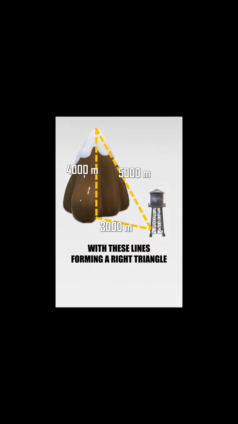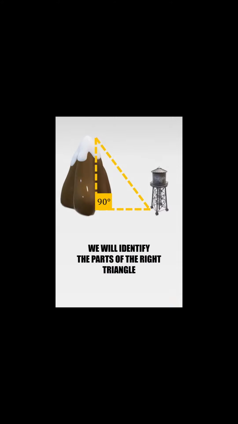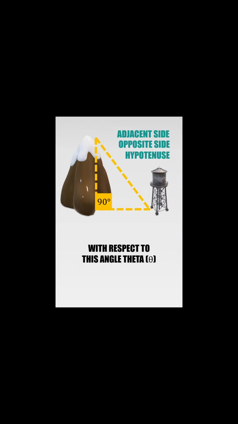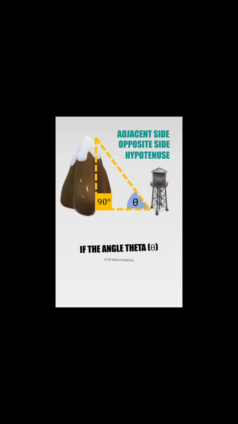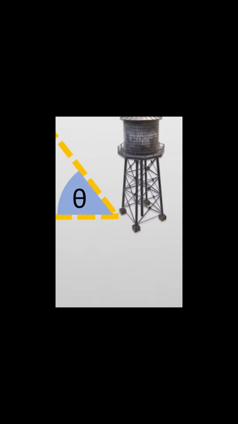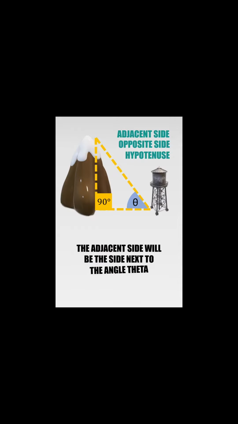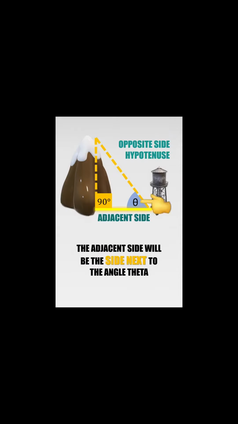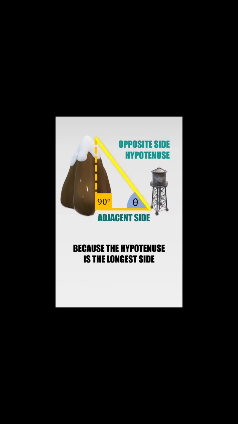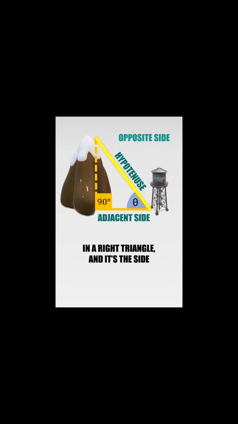With these lines forming a right triangle, we will identify the parts of the right triangle with respect to this angle theta to use them in illustrating the following ratios. If the angle theta is the angle of elevation from the feet of the tower up to the peak of the mountain, the adjacent side will be the side next to the angle theta because the hypotenuse is the longest side in a right triangle, and it is the side across the right angle. The opposite side will be the side across the angle theta.